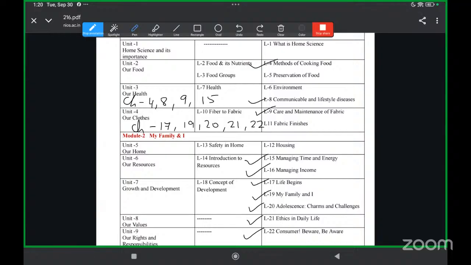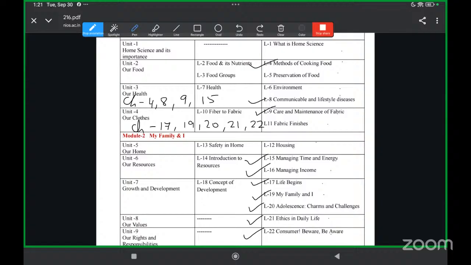Then for the half yearly paper, how many are we having in total? 1, 2, 3, up to 15 chapters are there, right? So we can keep 7 or 8 chapters in the half yearly paper. The first 7 or 8 chapters in half yearly paper 1, or I can keep a mix. I'll send you the half yearly 1 course. Half yearly 2 will be the remaining chapters.